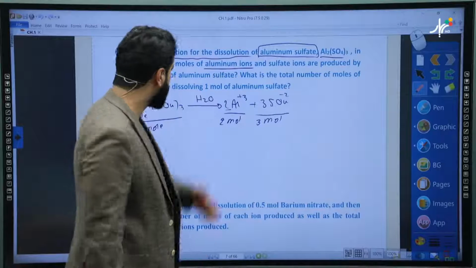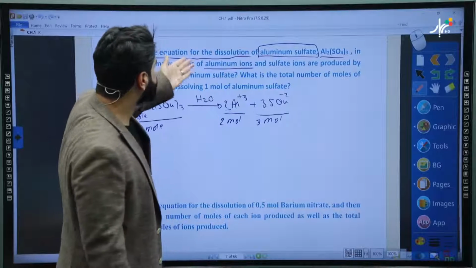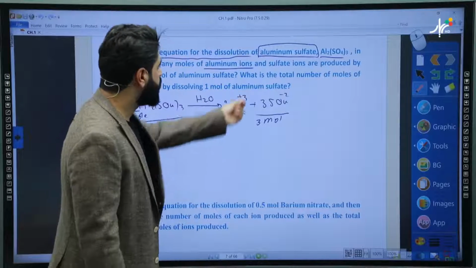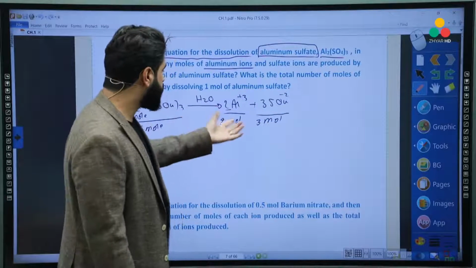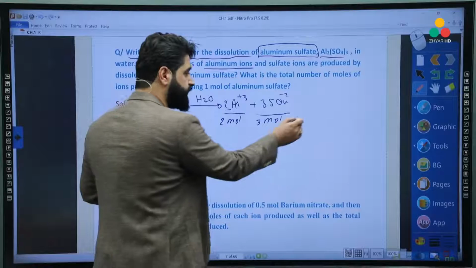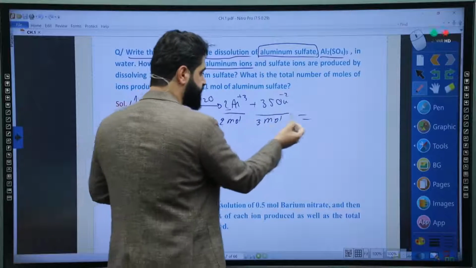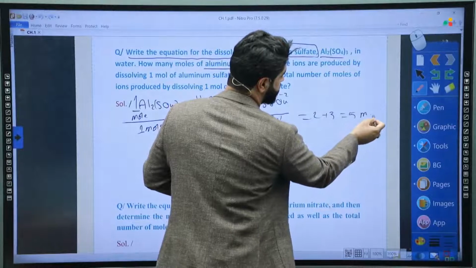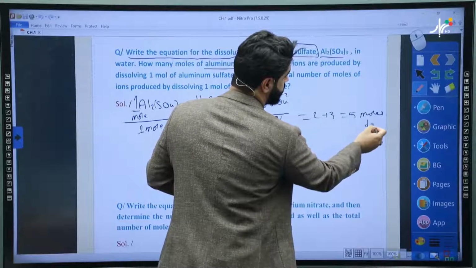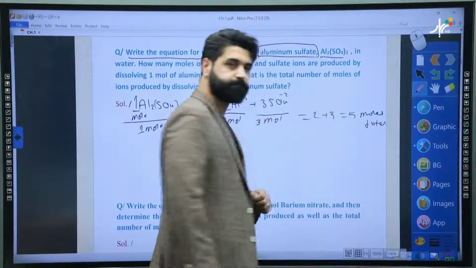You know how easy it is? How many moles of aluminum? 2. And sulfate ions? 3. And what about the total? The total will be 2 plus 3. It will be 5 moles as a total.